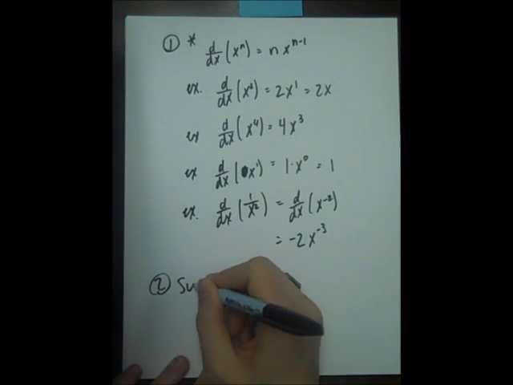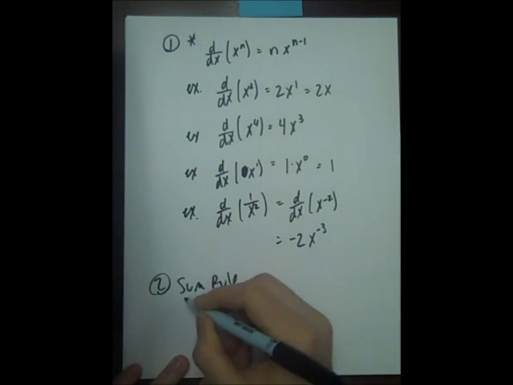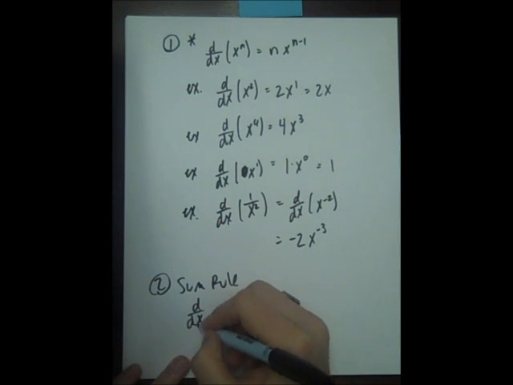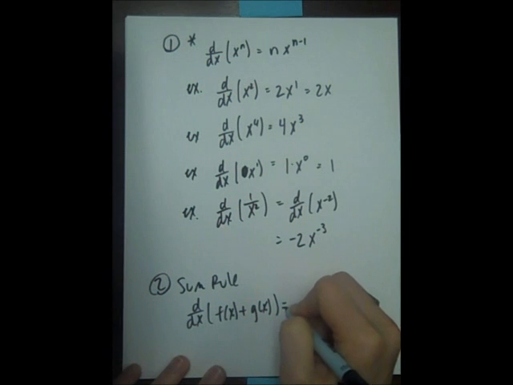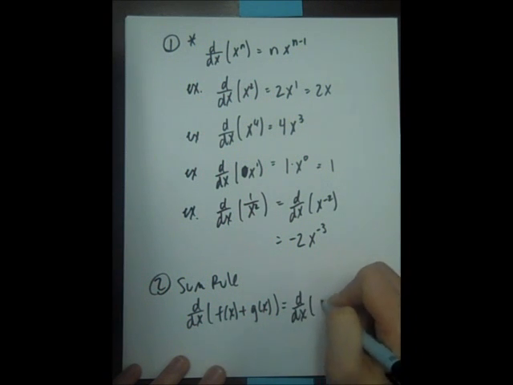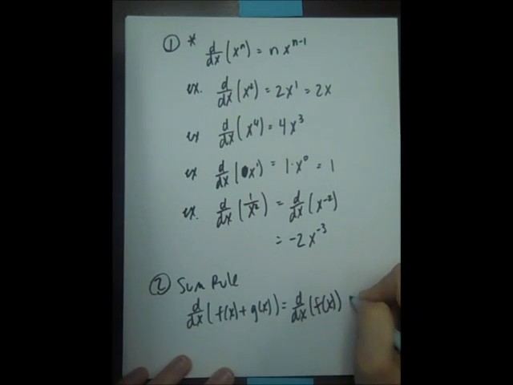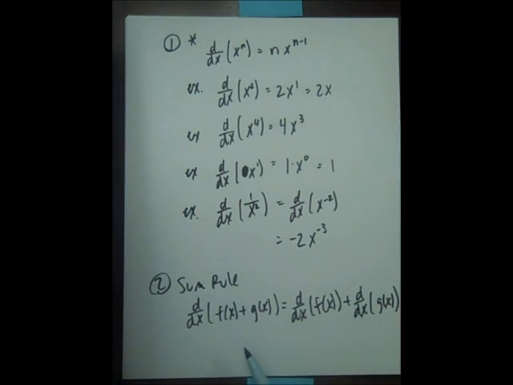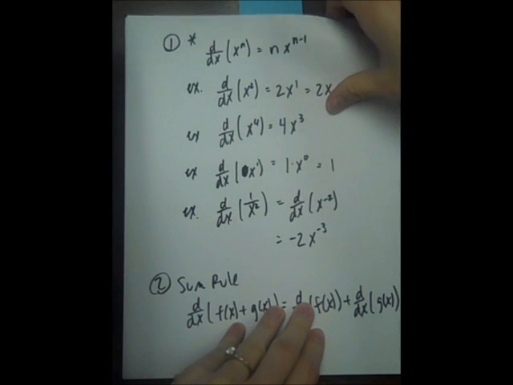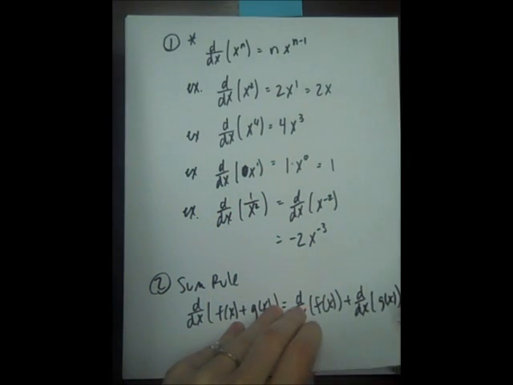Next rule is called the sum rule. What the sum rule says is that the derivative of two functions being added together is just the derivative of the first plus the derivative of the second. So if I have different functions being added together and I'm taking the derivative, just take the derivative of each piece. Now we can't do this with multiplication or division, but I can do this with adding together.